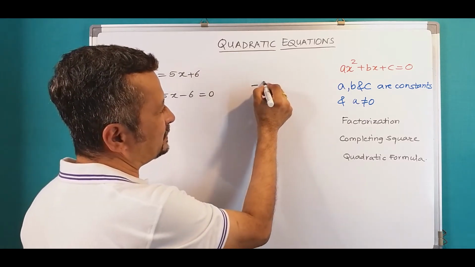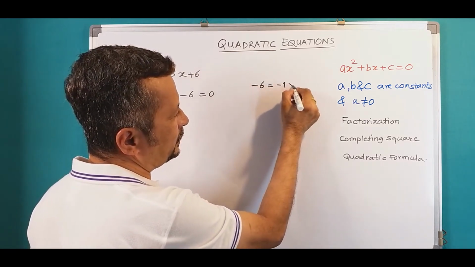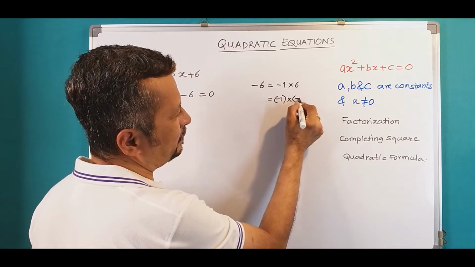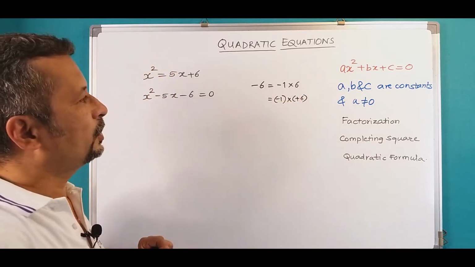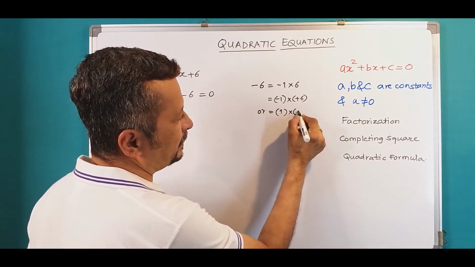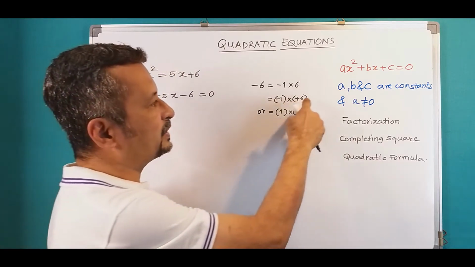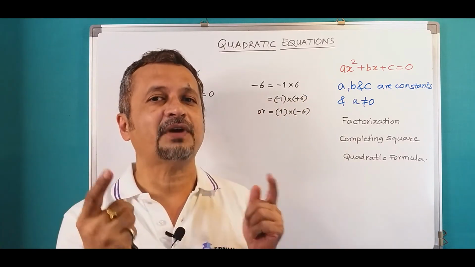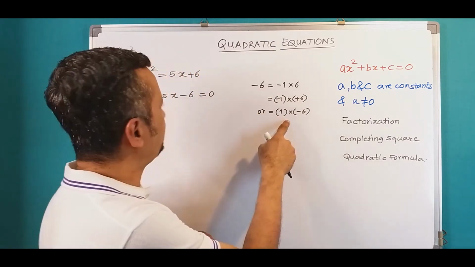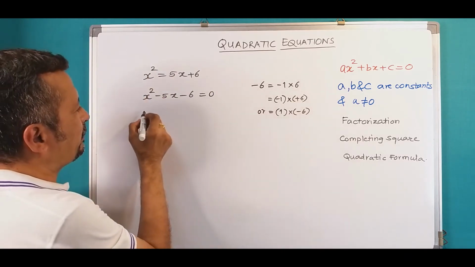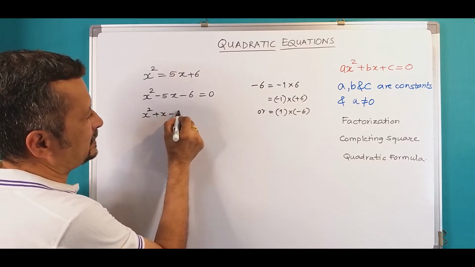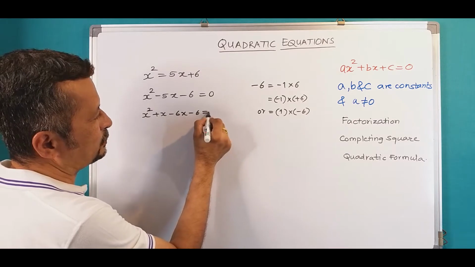Okay, so -6 is equal to -1 multiplied by +6, or it is equal to 1 multiplied by -6. Now if you compare these two, -1 + 6 is +5, but 1 + (-6) is -5, and I have -5 here, correct. So I'll write it as x² + x - 6x - 6 = 0.